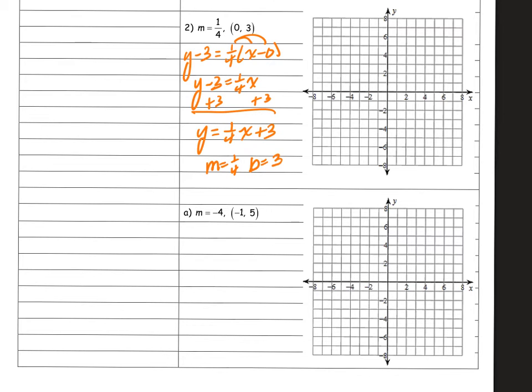So I'm going to be at 0, 3, and I'm going to go down 1 and over 4. Down 1 over, oh, no, wrong way. Up 1 and over 4. Up 1 over 4, up 1 over 4, or I can go down 1 and back 4.